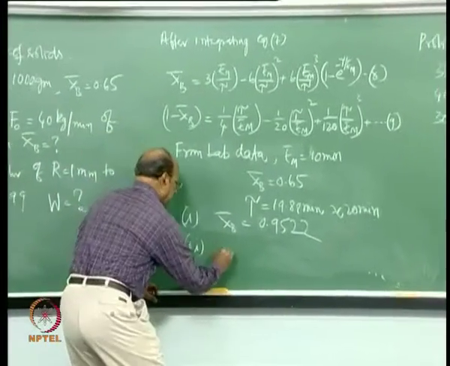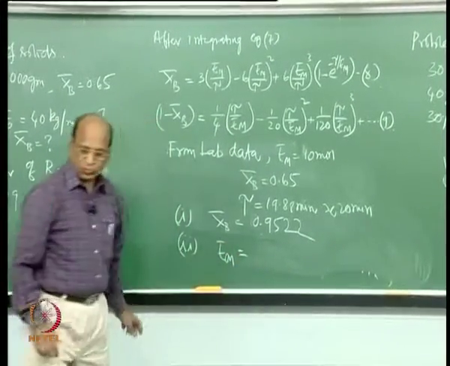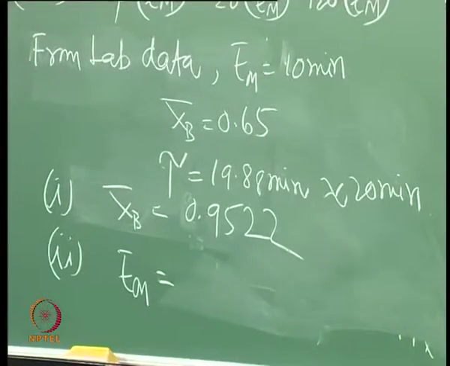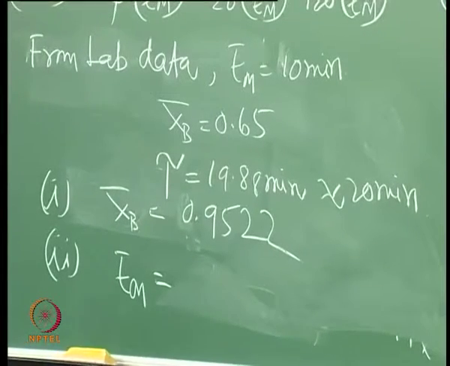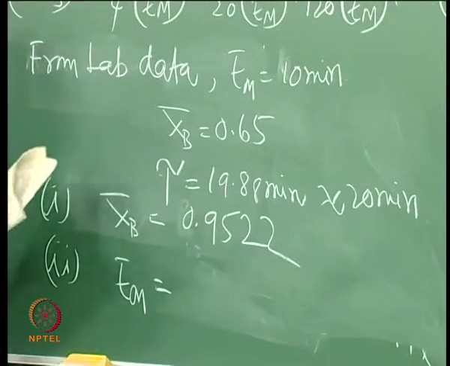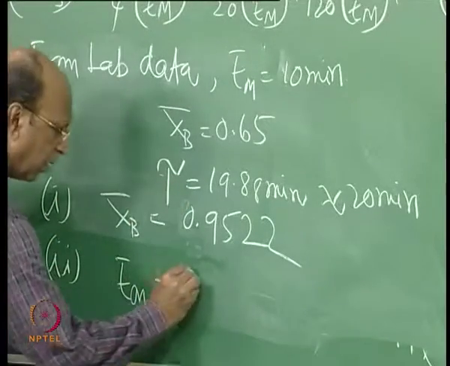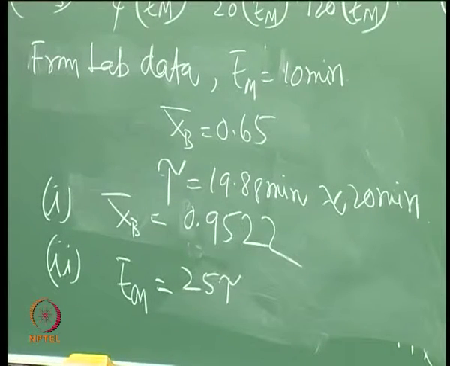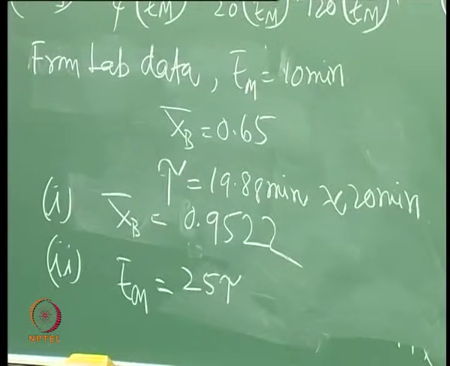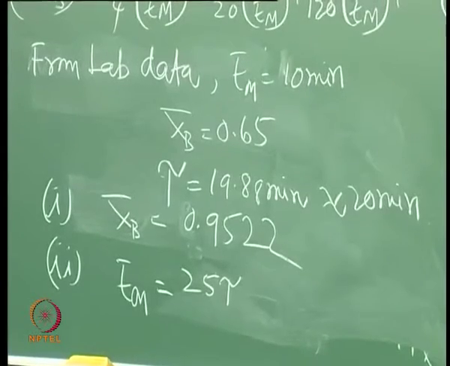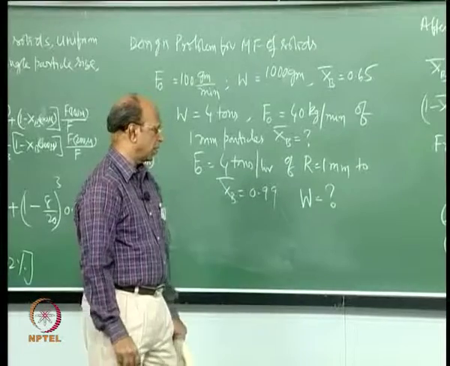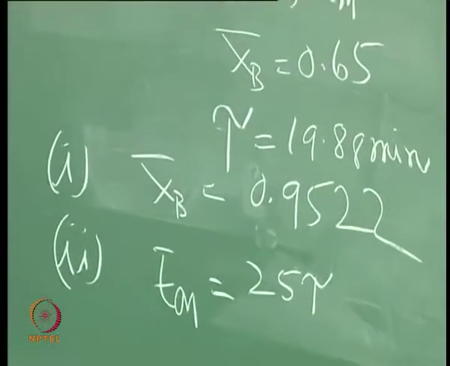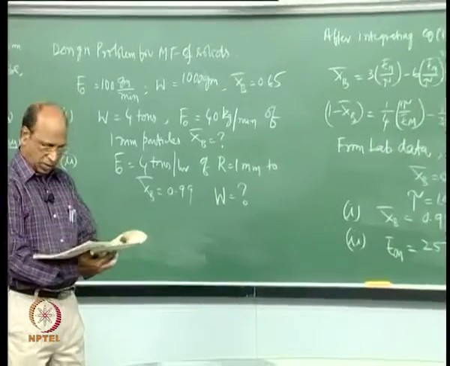Now, you have to calculate T bar m. If you calculate T bar m, you check that, I think T bar m is approximately, anyone did it? No. 25 tau. 4926. Yeah, right. Around right. Around 25. So, now you know T bar.